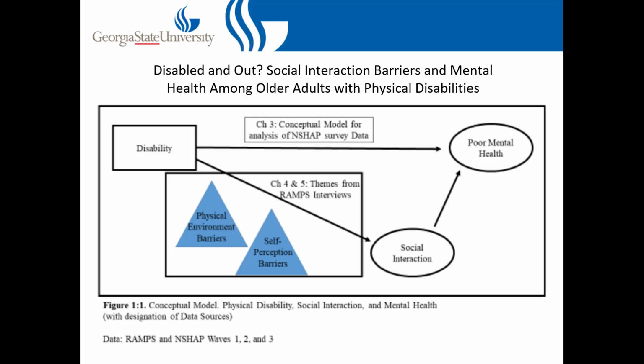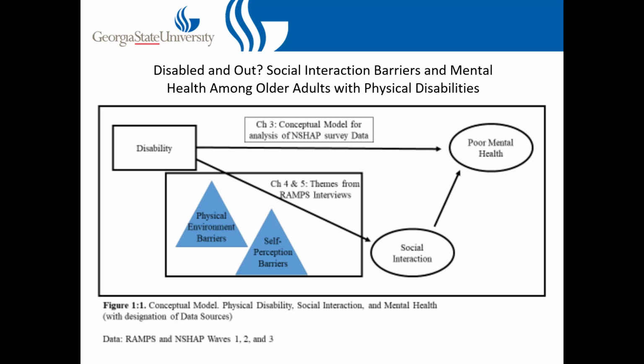So what I analyzed in the white boxes and the white circles, those were quantitative data from a nationally representative study that looks at mental health, physical health, and social interaction of older adults. NSHAP is the name of this data set. It's really amazing if you're interested in any of those topics and a myriad of other topics. But what I found myself thinking was, I want to know, how does disability shape social interaction?